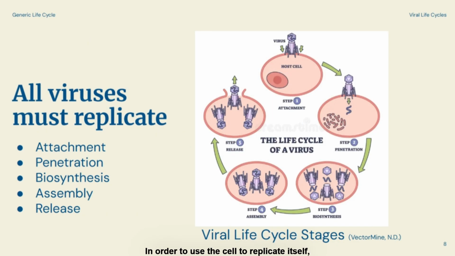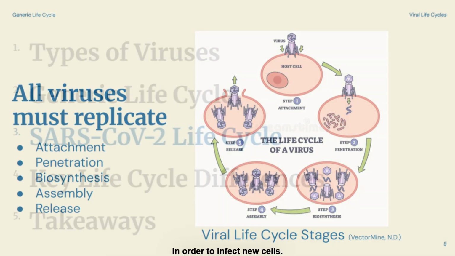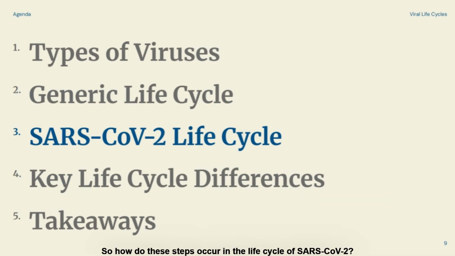In order to use the cell to replicate itself, the virus must do the following: attach to the host cell, penetrate that cell in order to introduce its genetic material and any necessary proteins, biosynthesis to make new copies of its genome and any necessary proteins needed in order to make new virions. Then the new virions must be assembled, and finally the new virions must be released from the cell in order to infect new cells. So how do these steps occur in the life cycle of SARS-CoV-2?